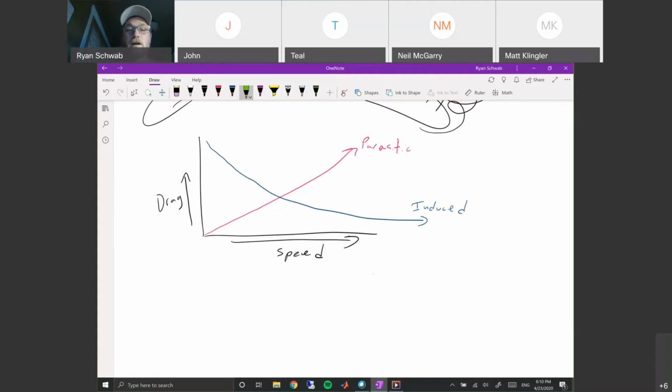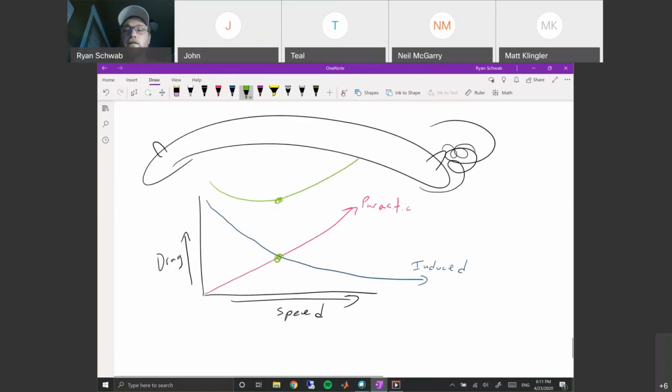So with those two things in mind, if we add these two drag forces together, we end up with this third line where right where these two points cross is going to be the low point on our total drag. So that would be kind of your best bet on your speed to fly. Again, in theory, that's going to be roughly at your trim speed.